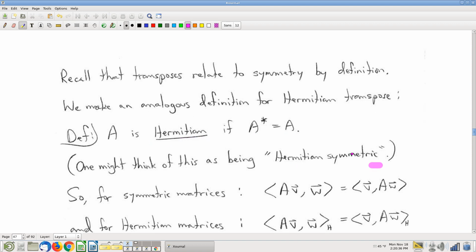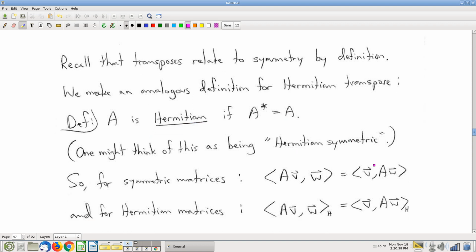All right. So just to have it down on record, if it is its own Hermitian transpose, well, for a real matrix, being its own transpose means that it just moves over to the other side. You don't have to transpose it. It is its own transpose. Likewise, if a matrix is Hermitian symmetric, then you don't have to conjugate transpose it. It is its own conjugate transpose.